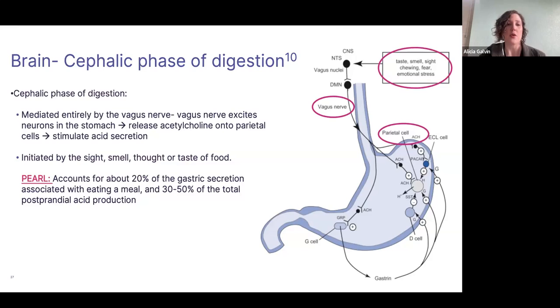Because it's when we have the sight of food, the smell of food, the thought of food, we're starting to get hungry and you're starting to cook your meal, and you start to have those wonderful flavors and smells, and you start to think about the food and the texture, and that's the cephalic phase. And that accounts for about 20% of your gastric secretions. So before you've even eaten anything, you have about 20% of your gastric secretions associated with a meal being secreted at that point.